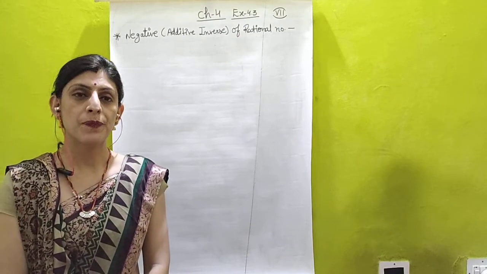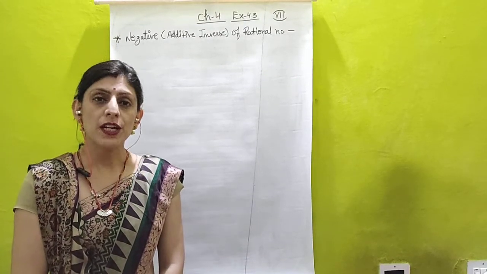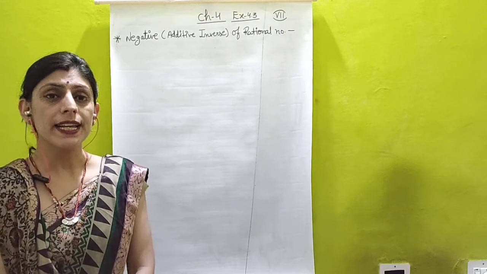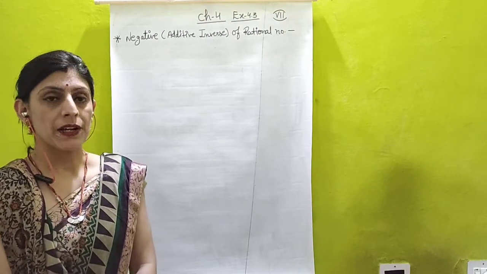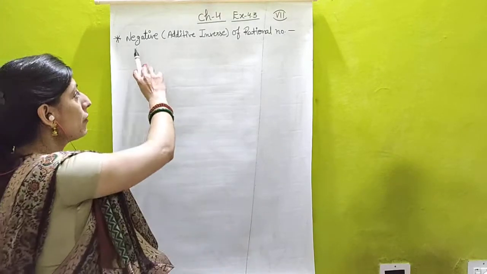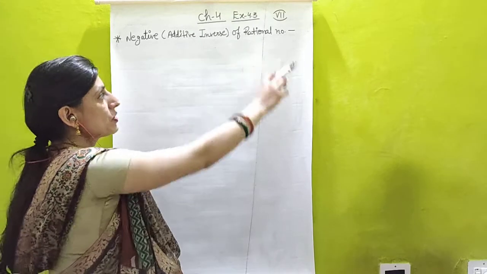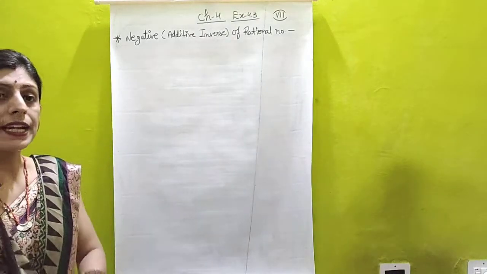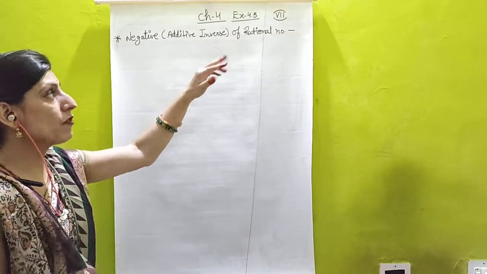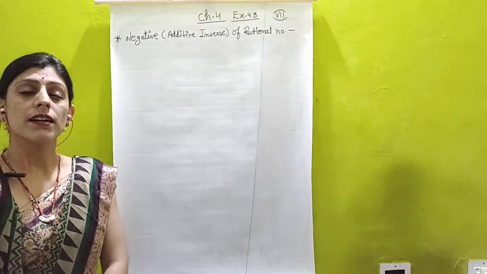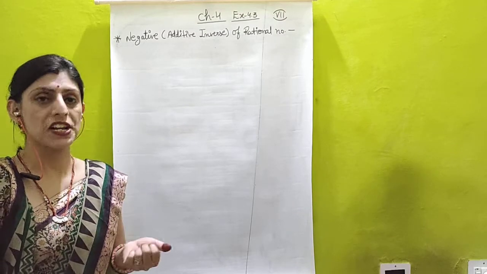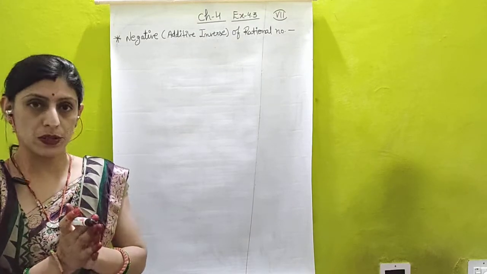Good morning, children. In today's class, we will start exercise 4.3, and in it we will discuss a new topic: the negative or additive inverse of a rational number. Students, negative, as you know, is with the minus sign. The negative or additive inverse of a rational number is the rational number that, when added to the given rational number, gives us 0.